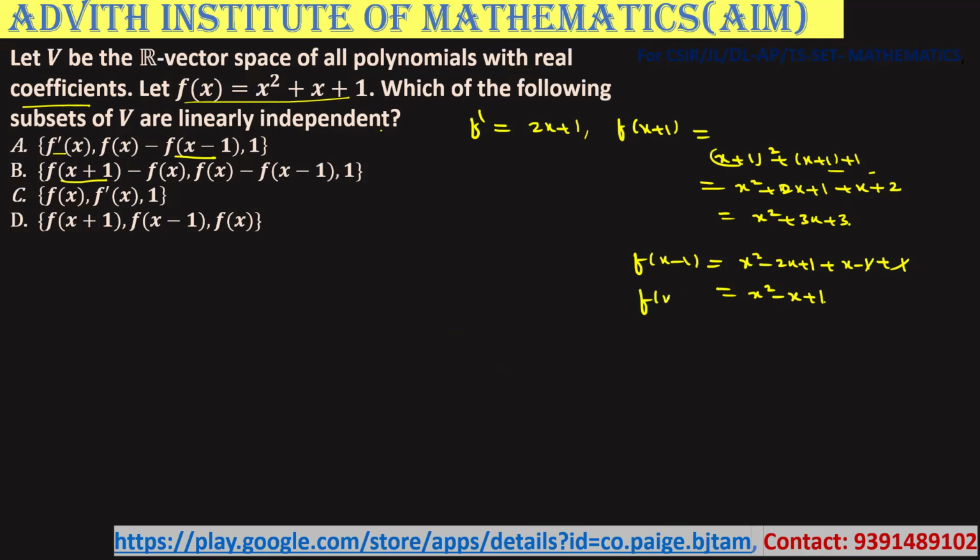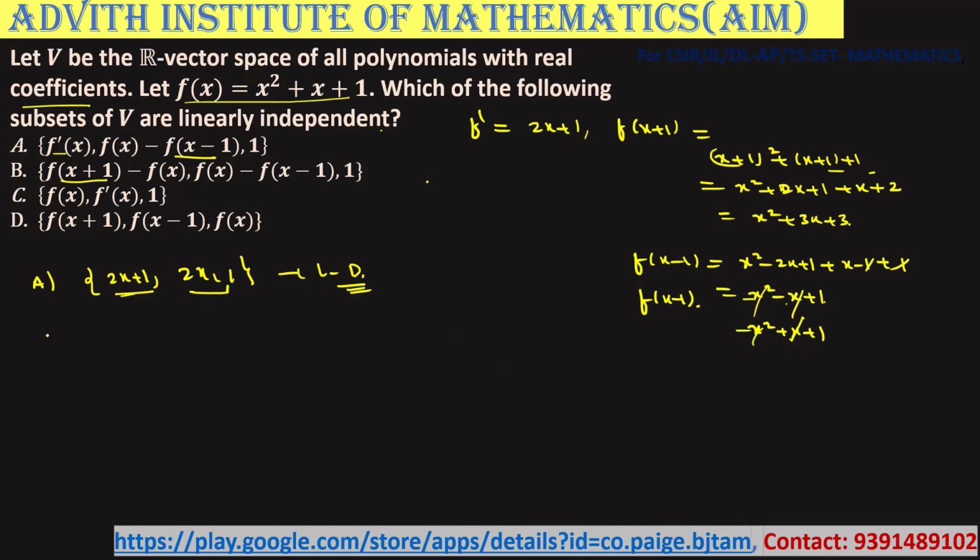So this is f of x minus 1, right? Now consider. What is A? A is equal to f dash of x, he said. That means 2x plus 1. And f of x minus f of x minus 1. f of x is x square plus x plus 1, sir. If we add these two, what does it become? x cancels, 2x square plus 2. Sorry, he is asking to subtract the two. If we subtract, this is minus, this is 0, this is minus f of x minus, so this is plus x, this is plus x, it becomes 2x. 2x, 1. So the linear combination of these two is this, right? So it is linearly dependent.